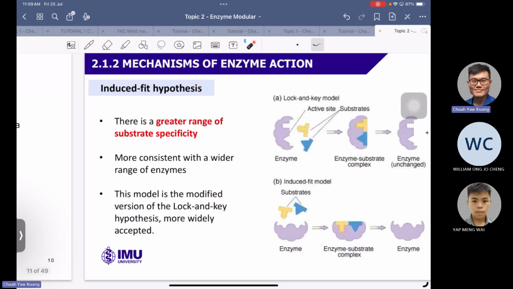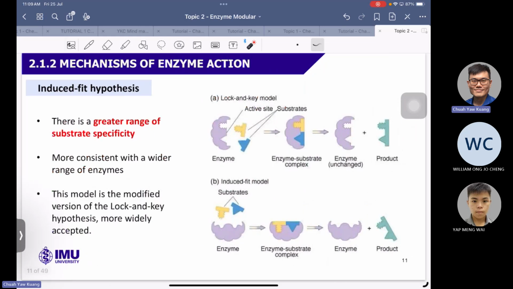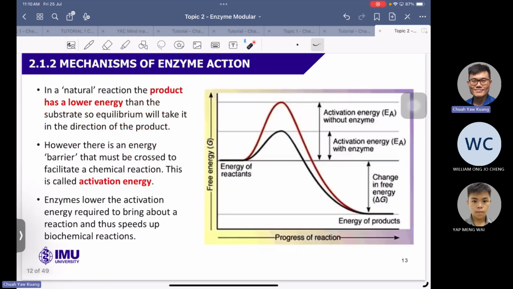So far, induced fit can explain why some enzymes have a greater range of substrate specificity, and that's why this model is more widely accepted now. So these are the two mechanisms of action.